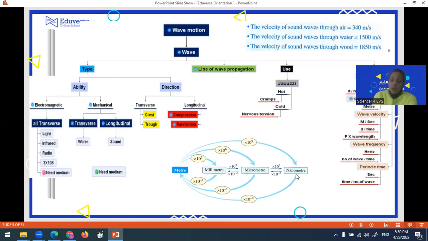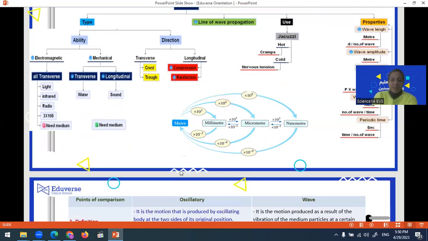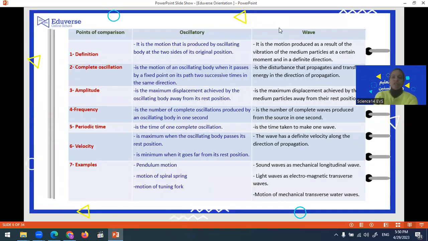And for example, if I'm going to change now from nanometer to meter, multiply by 10 to the power negative 9, because I'm changing from a small unit to the biggest unit I have here. Okay, ladies and gentlemen. Yes, concentrate with me, please.